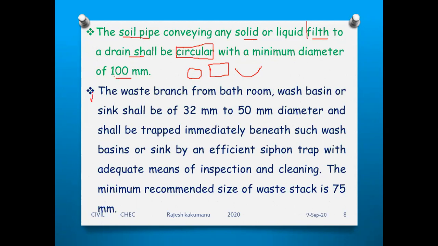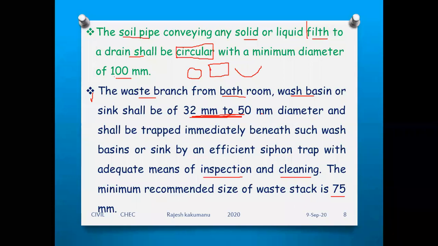That is the point. Next point, the waste branch from the bathroom, wash basin or sink shall be of 32 mm to 50 mm diameter and shall be trapped immediately beneath such wash basins with adequate means of inspection and cleaning. So whatever design you are taking, maybe one pipe system or two pipe system, the waste branch pipe for bathrooms, wash basins, sinks, etc. What is the diameter range? The range should be 30 to 50 mm, such that the efficiency will increase, and these are also very easy for inspection and cleaning. Next, the minimum recommended size of the waste stack is 75 mm. So these are some of the values given for maintaining pipe diameters. Thereby it is very easy for inspection and cleaning purposes.